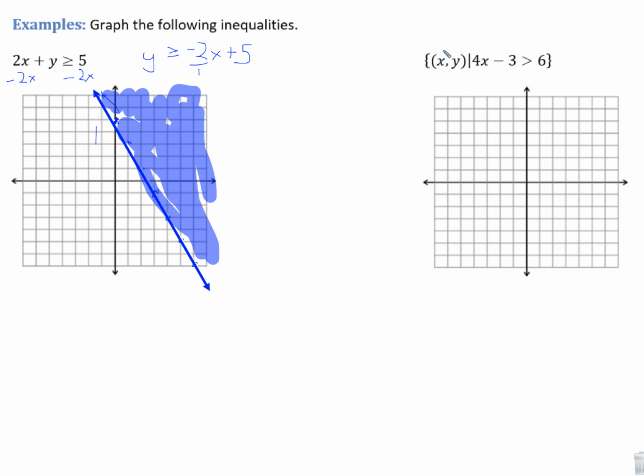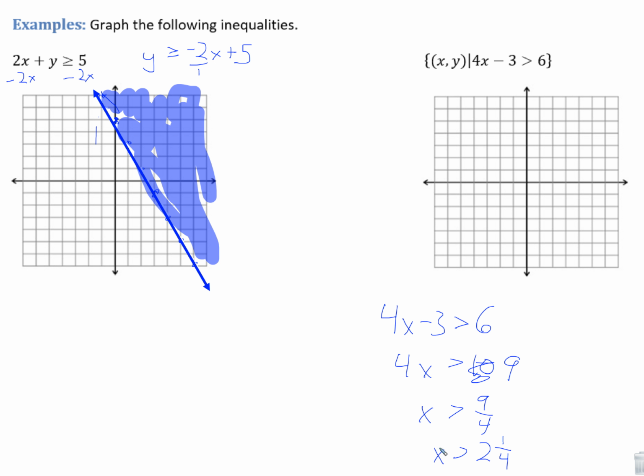Going to the next one, it's written a little bit differently, but it's just saying we want all x and y so that 4x minus 3 is greater than 6. This one's a little different because there's no y. We're going to solve for x, so let's add 3 to both sides. Add 3 to both sides, you get 9. Divide by 4, you get x is greater than 9/4, which is 2 1/4.